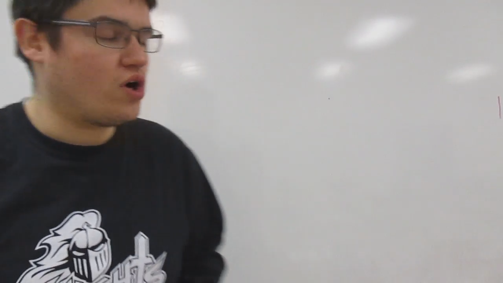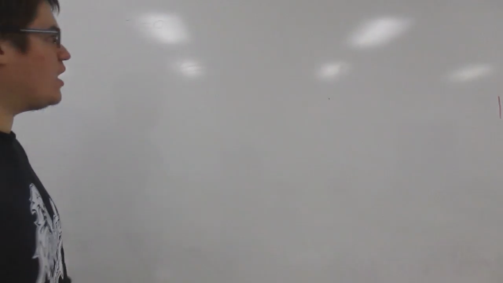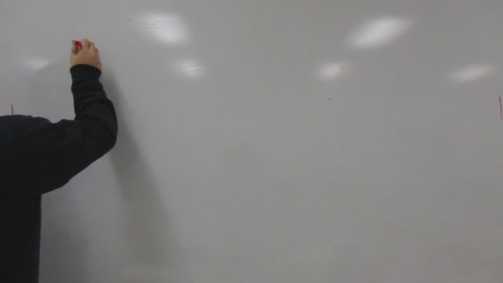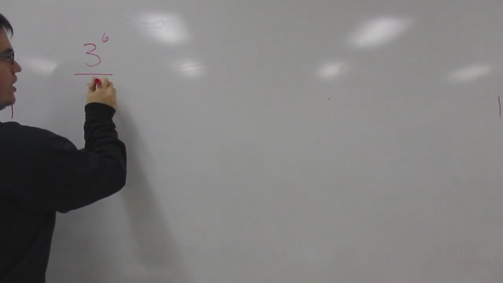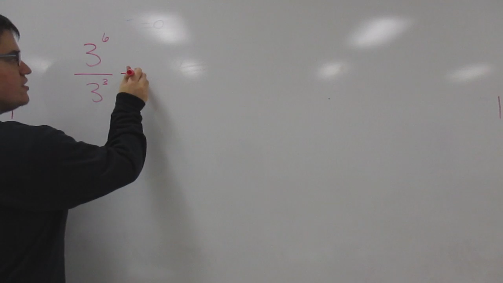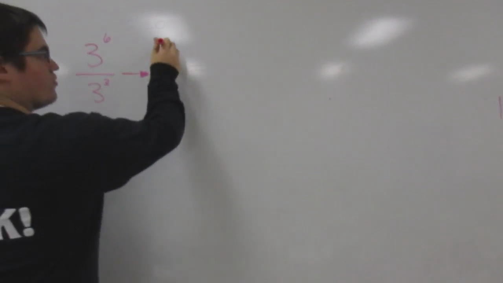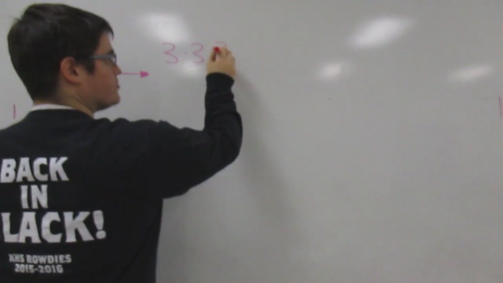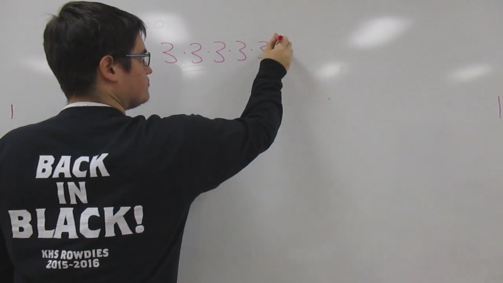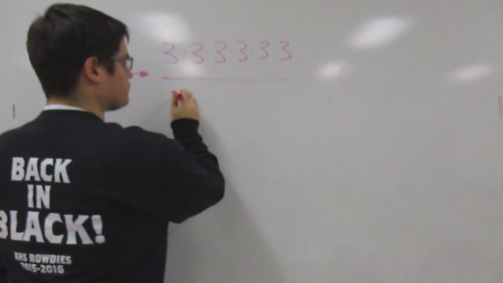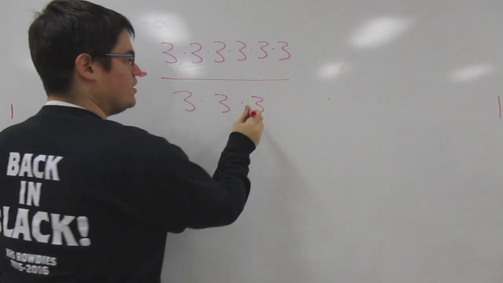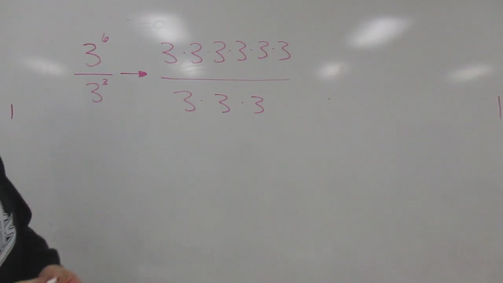So for the division ones, we're now going to look at problems like, let's say you had 3 to the 6th divided by 3 to the 3rd. Well, what exactly does this mean? Well, 3 to the 6th, we know that's 3 times itself 6 times, divided by 3 to the 3rd, which is 3 times itself 3 times.